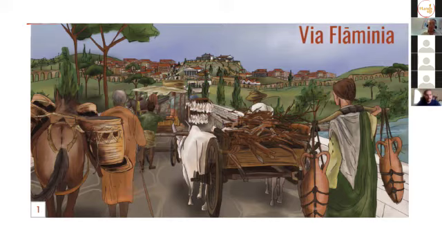What about Rome's relationship with its wider environment? And here we can see goods coming in by road, but how else did goods get into Rome? And then we can look at Ostia and the river and so on.